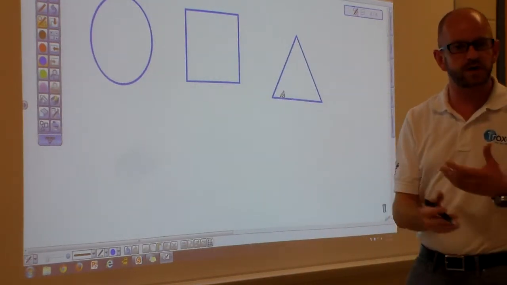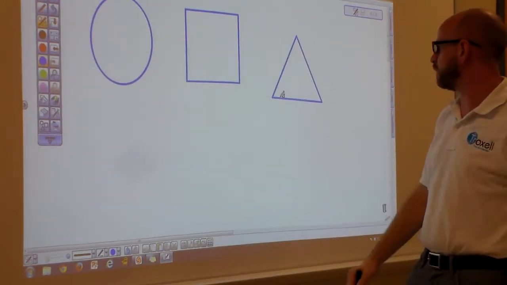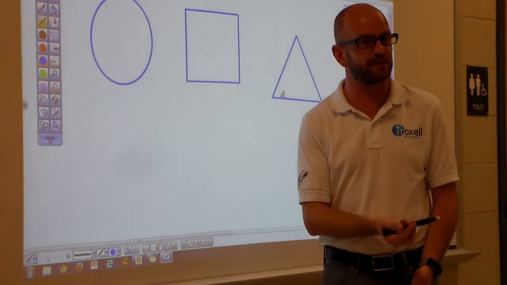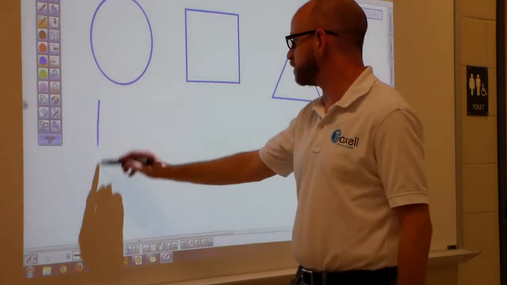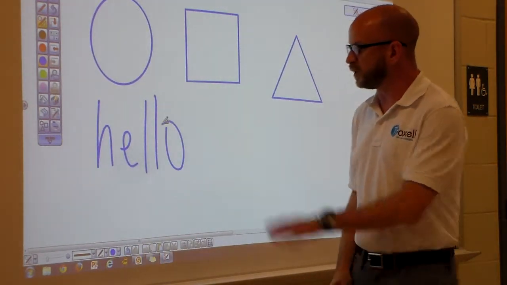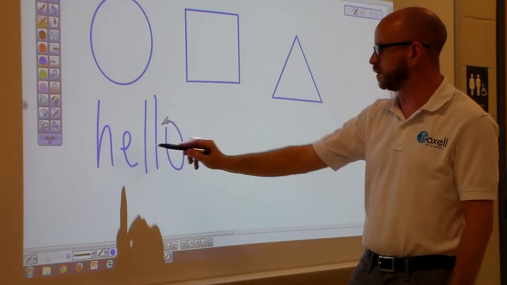So it can recognise shapes and you can turn them into the object that you want. It can also recognise handwriting. So we could just write something on the board. When you've written something or drawn something, you can just tap on it.